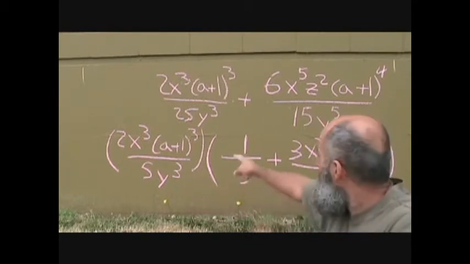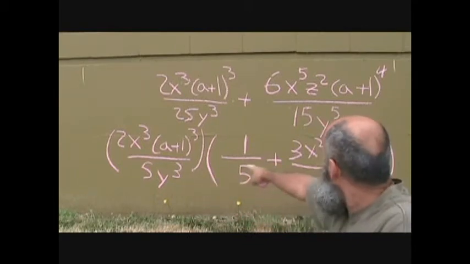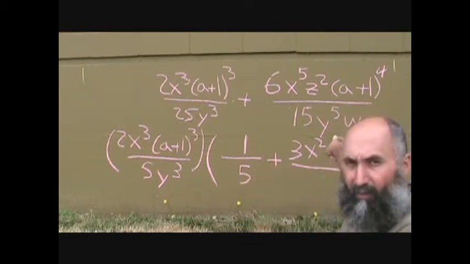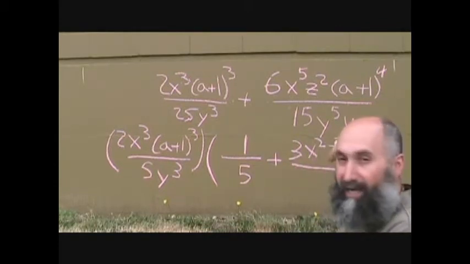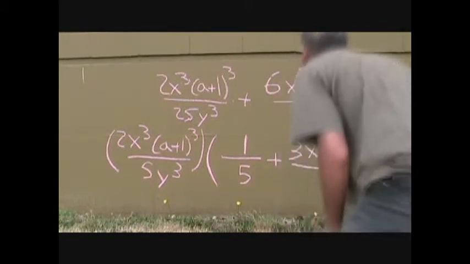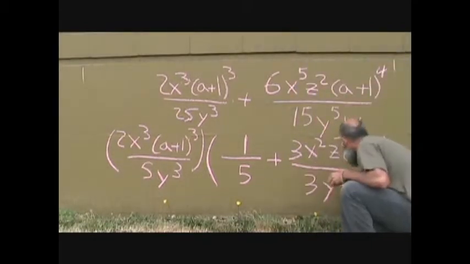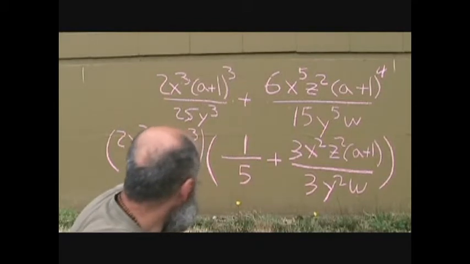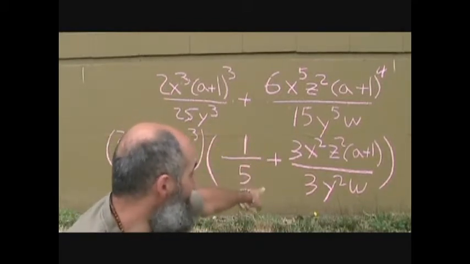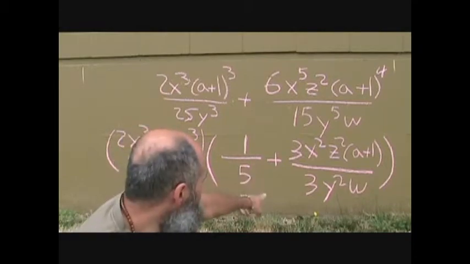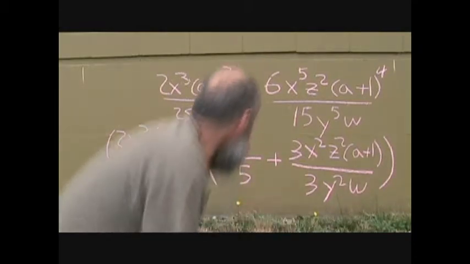And for the denominator, we have 5y cubed. We got 15y to the power of 5w. So we need a 3, and we need a y squared, and we need a w. Now this bottom part is that top guy factored. And we could have simplified this a little bit further because we've got 3 over 3 here, so the 3s can kill each other.